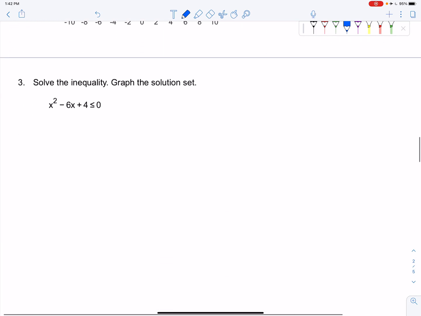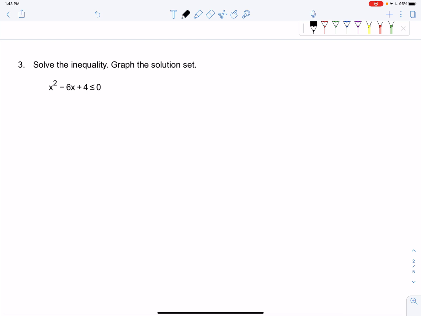Okay, let's look at the next one. The next one is number 3. Now, number 3, once again, we're going to use our critical points. Finding our critical values, we write this as x squared minus 6x plus 4 equals 0. And you can see what multiplies to 4 and adds to 6 or -6 and nothing does. So we either complete the square or we use the quadratic formula. And most people are probably just going to use the quadratic formula at this point.